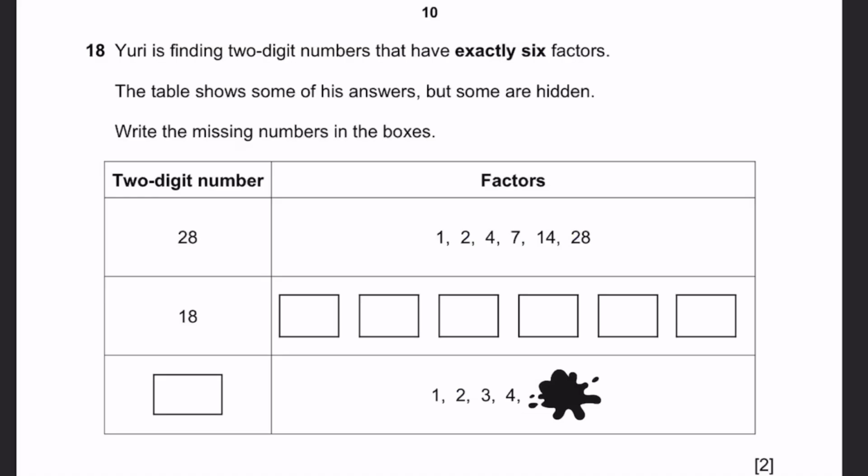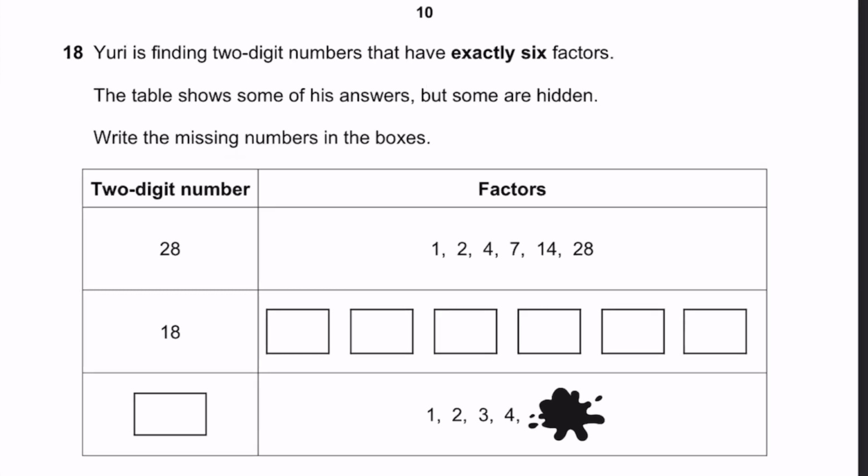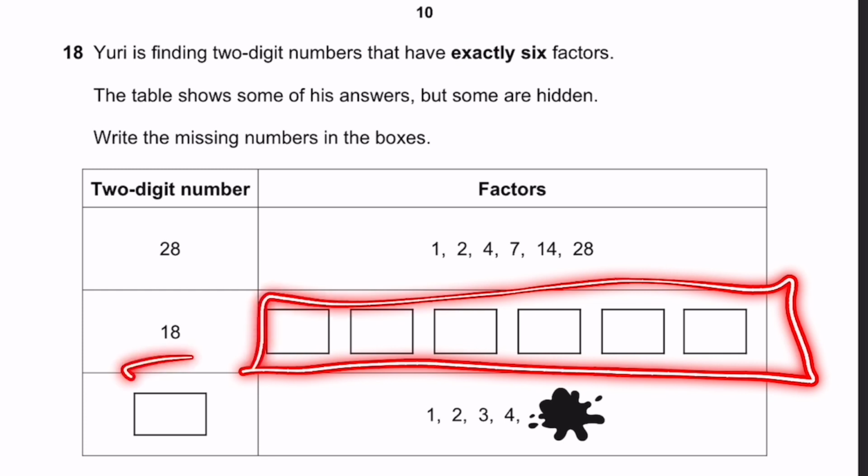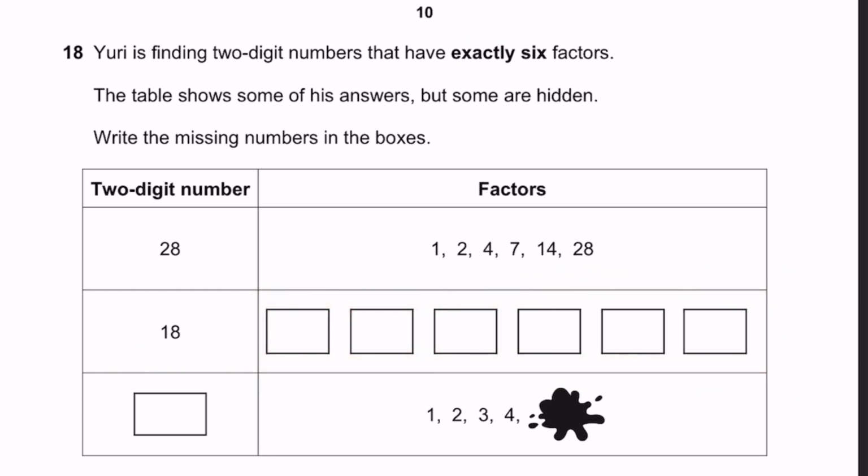Question 18. Yuri is finding 2-digit numbers that have exactly 6 factors. The table shows some of his answers, but some are hidden. Write the missing numbers in the boxes. So all of these numbers have exactly 6 factors. Now, we need to find the 6 factors of 18. And if we find out, it'll be 1, 2, 3, 6, 9, and 18.